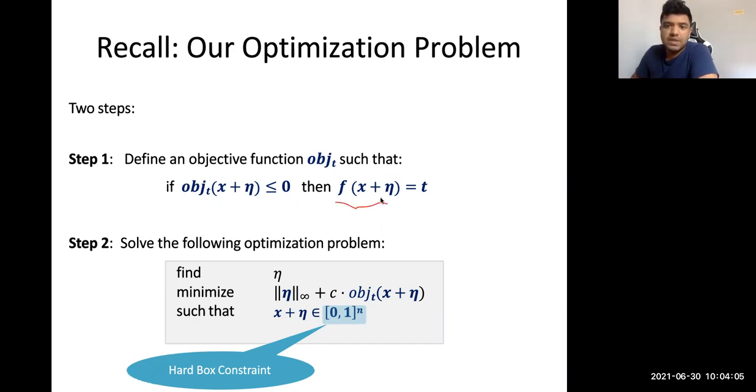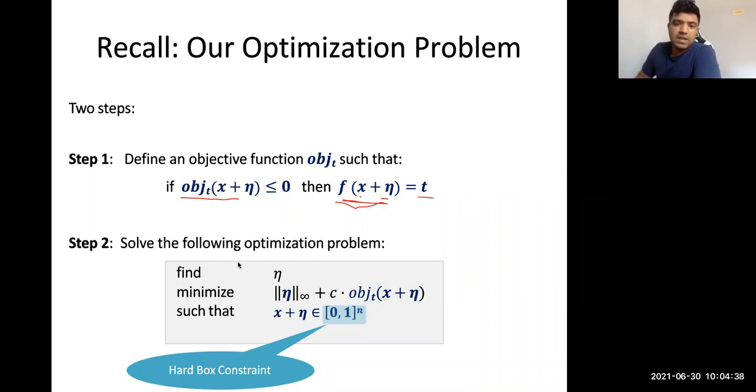We wanted a perturbation eta to add to our point X, and we reached the target label, which would be a misclassification. That was our goal as an attacker. And we saw that it was very difficult to optimize for this function. So this is a hard constraint, and we replaced it with a softer constraint, this objective function, where if this objective function is less than 0, then our function holds true.